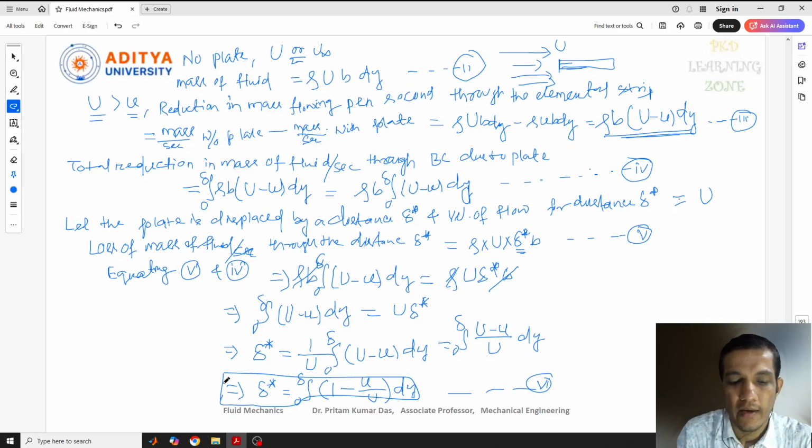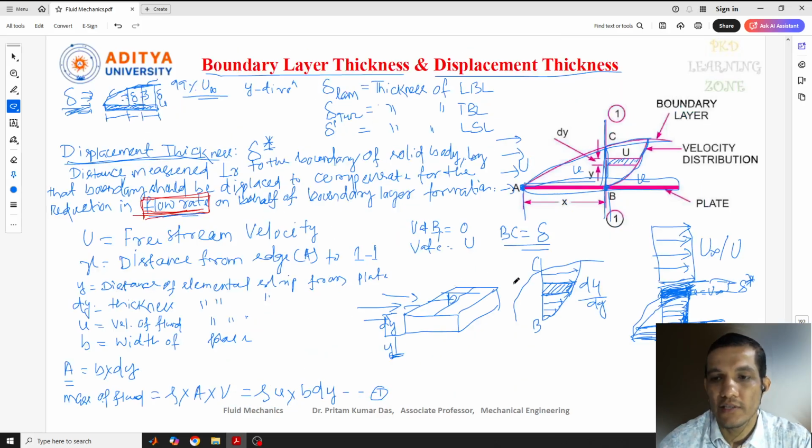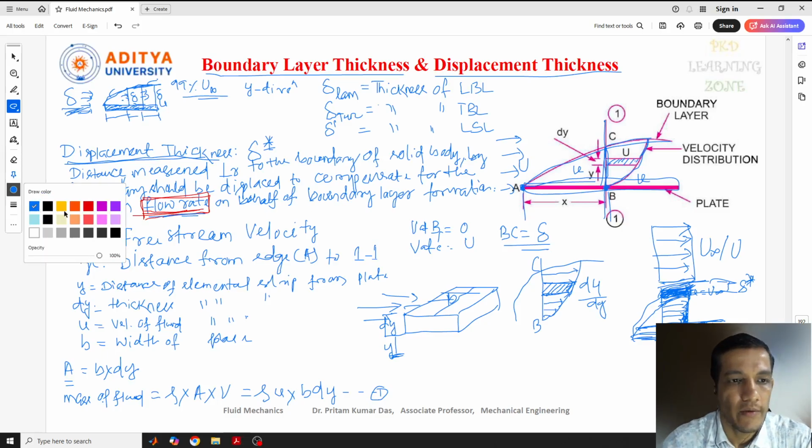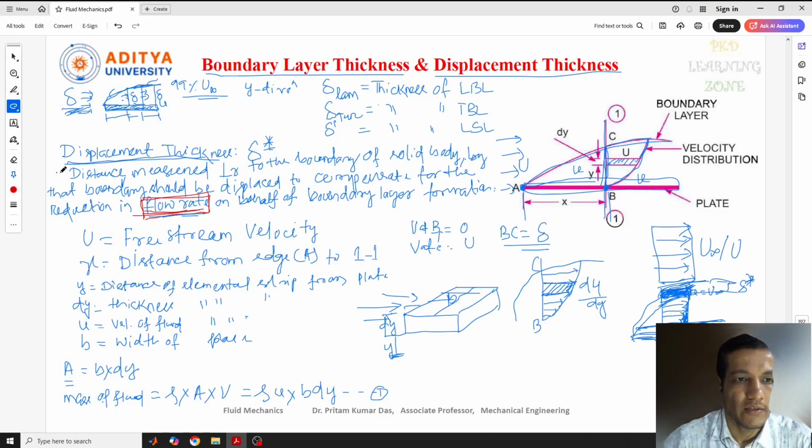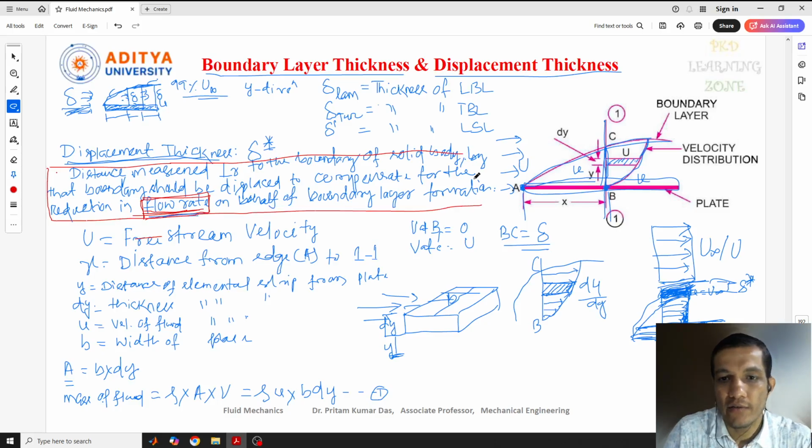I hope you understand this concept of the theory. This is slightly lengthy, but it is not that difficult to understand. We just need to understand this terminology, so if you remember this formula and this definition, it is important. This definition is already given in the book. For the different thicknesses, you only need to change the term of flow rate. The distance measured perpendicular to the boundary of the solid body, by which the boundary should be displaced to compensate for the reduction in flow rate.